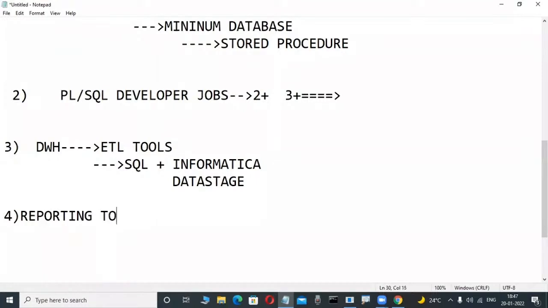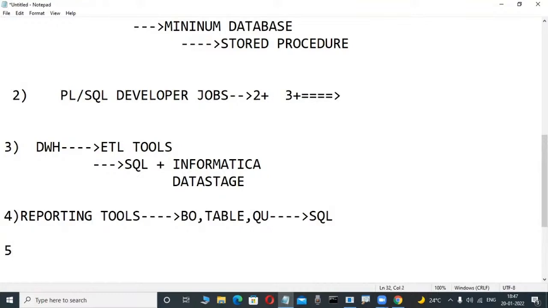Reporting tools are there, so many reporting tools worldwide. Suppose in Oracle, there are BOS and OBI. Nowadays these types of tools are there: Tableau, QlikView. So in an easy way they are getting jobs, and minimum basic SQL knowledge is required. Those persons also learn these courses.